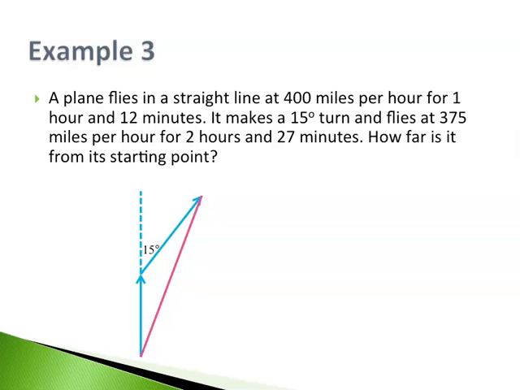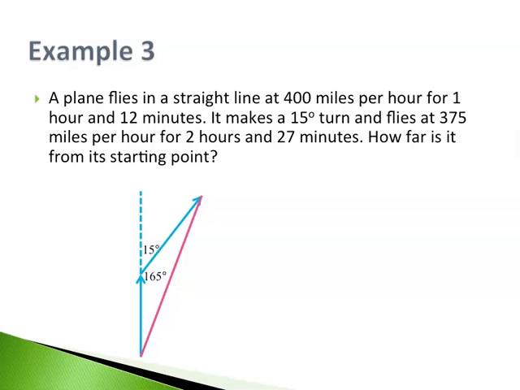Now let's see what we already have. Because we know that that angle there is 15 degrees, we can find one of the measures inside the triangle, and it's going to be 165 degrees. And now we need to figure out the actual distances that are traveled. So in the first leg, the plane flies 400 miles per hour, that's the rate, times the time, 1 hour and 12 minutes, and that will give us the distance.